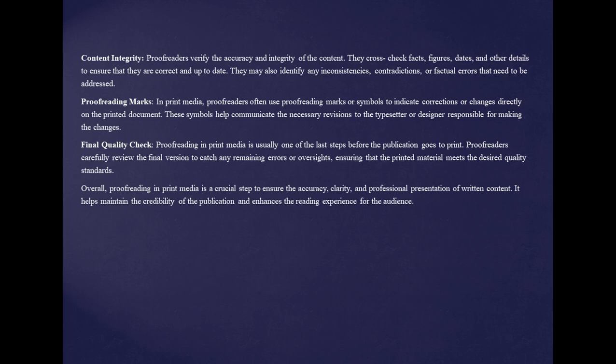Proofreading marks. In print media, proofreaders often use marks or symbols to indicate corrections or changes directly on the printed document. These symbols help communicate the necessary revisions to the typesetter or designer responsible for making the changes. Final quality check.